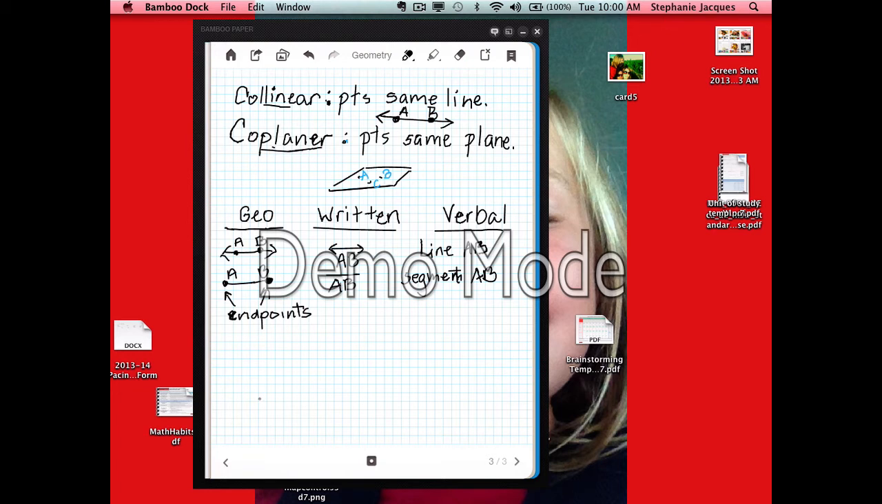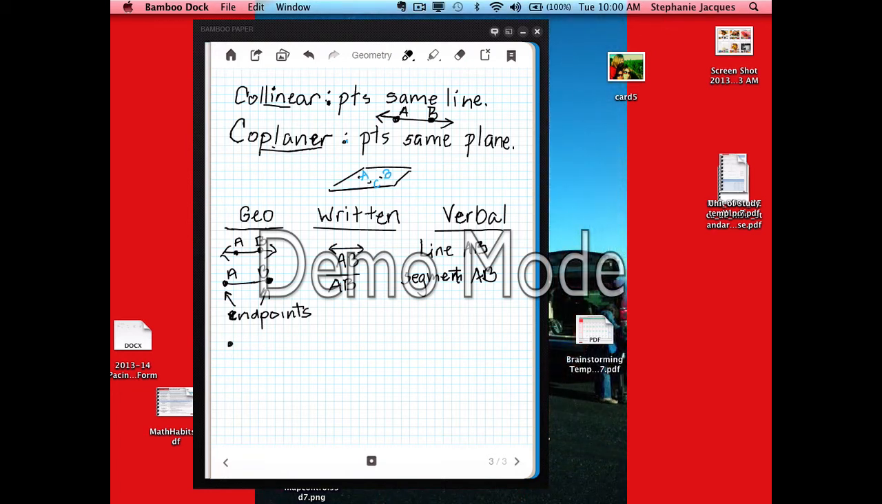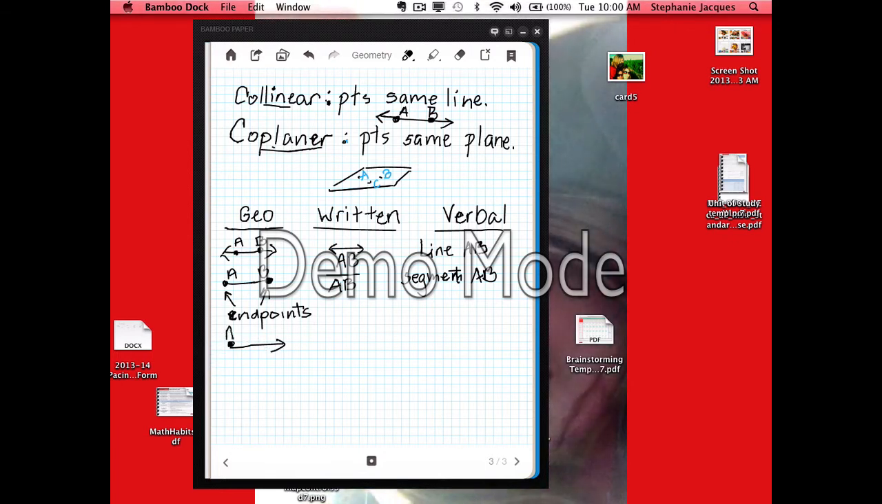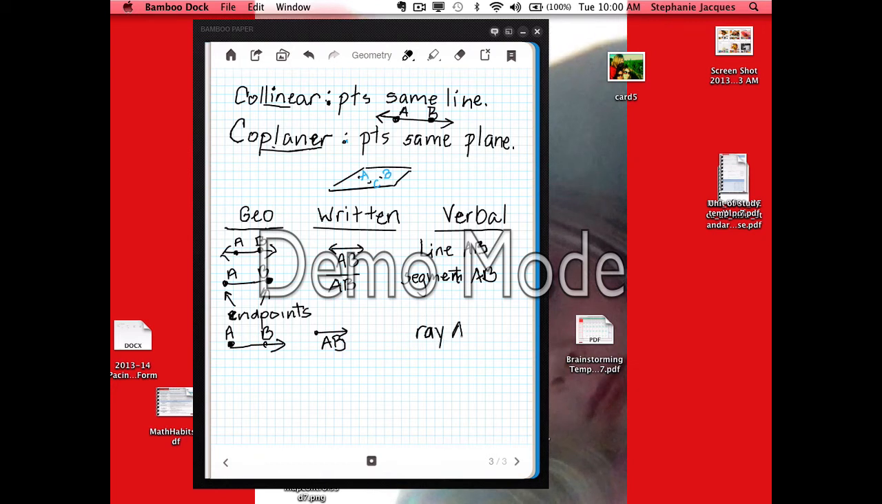And now let's look at a ray. So a ray has a beginning, but it extends infinitely. And you're going to start with point A, and you're going to go to point B. And the way you write that is you have your ray with an arrow, and then you have your AB. So verbally, you're going to say ray AB. So that's how you write and say those terms.